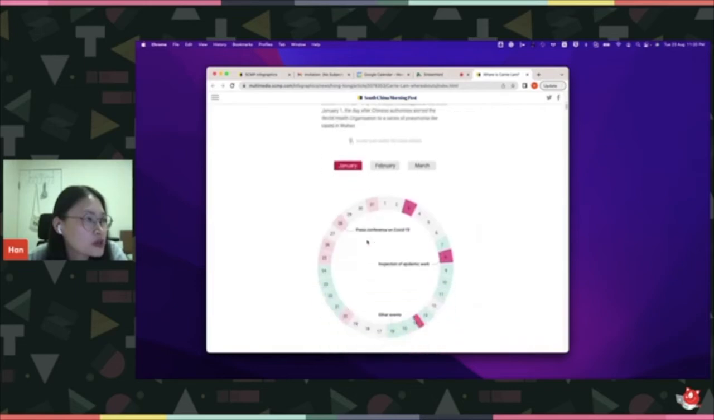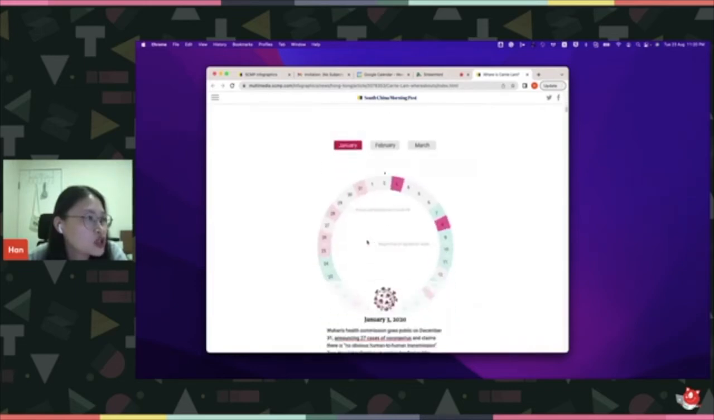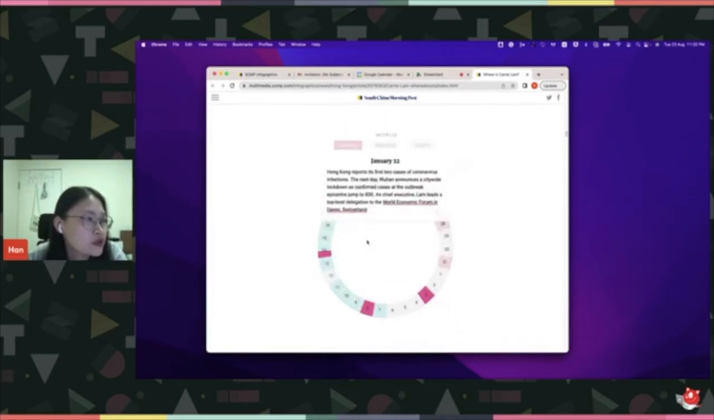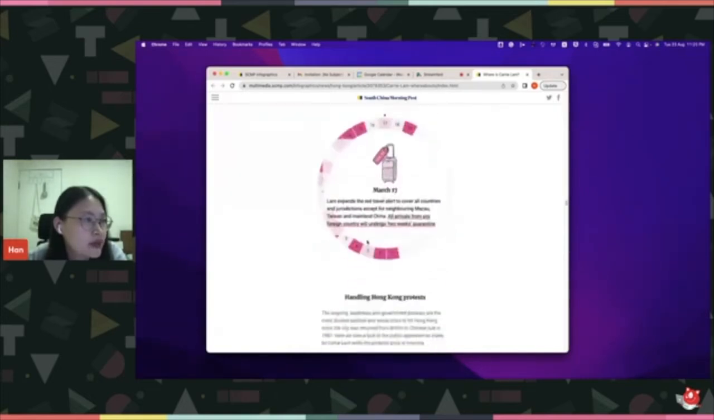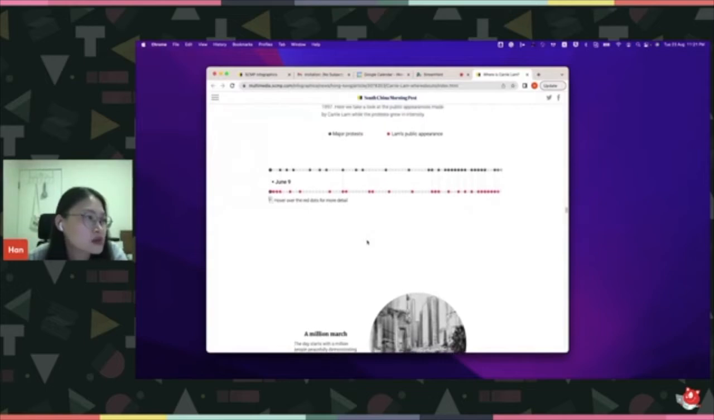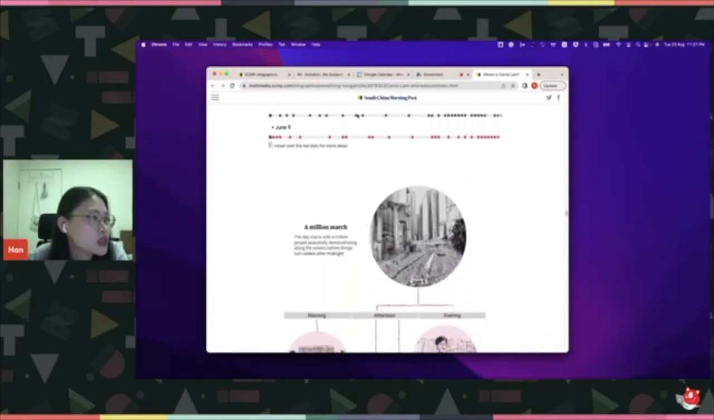The graphic was divided into 2 sections. The first part is how she handled the COVID. And the second part is how she handled the protests. So you can see the little black dots on the top indicate the days when Hong Kong had a big protest, and the little pink dots are the days when Carrie Lam made a public appearance. If you hover over the red dots, you can see the details.